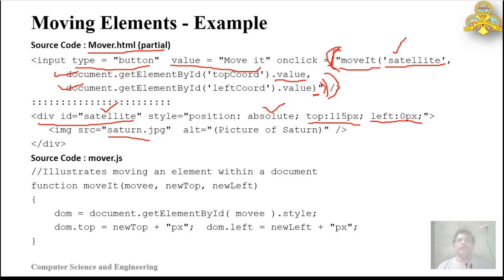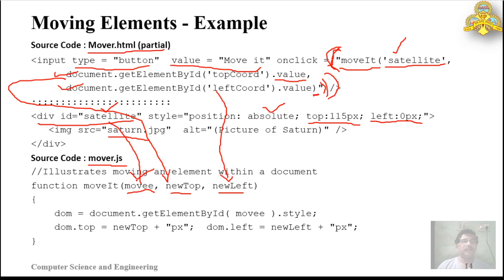Whatever value is entered in the top coordinate text box and left coordinate text box will be passed to the move it function. Observe that the move it function is here. This is the source code of mover.js, and here it is the movie object, the new top value, and the new left value. So this is new top and this is the new left, and satellite is the movie object.